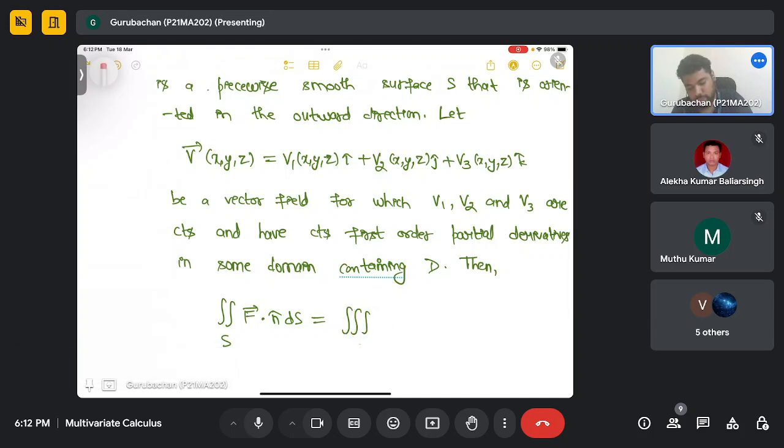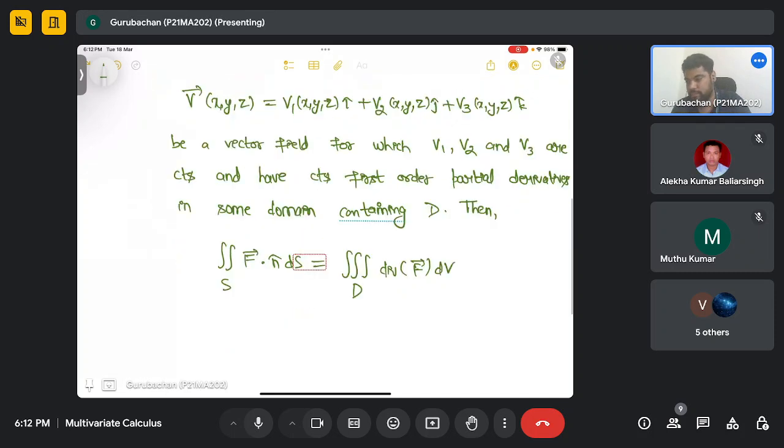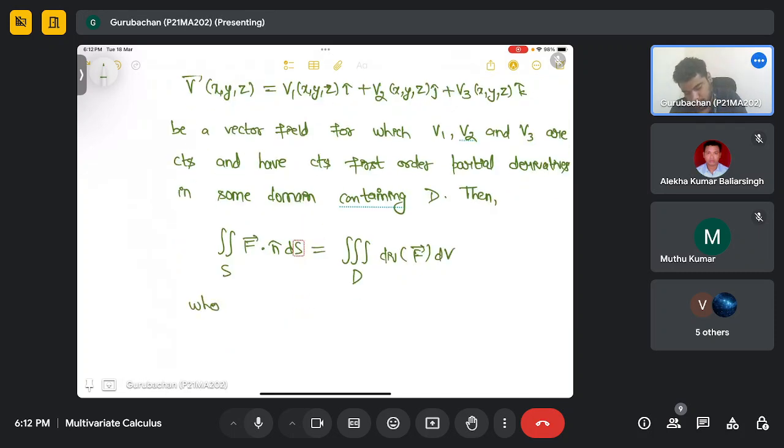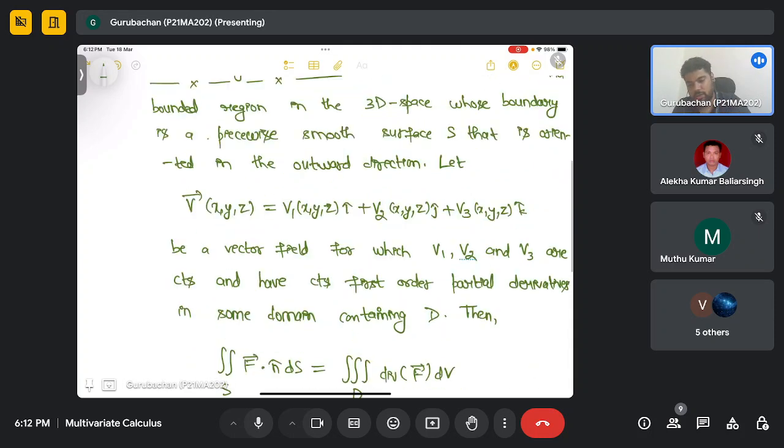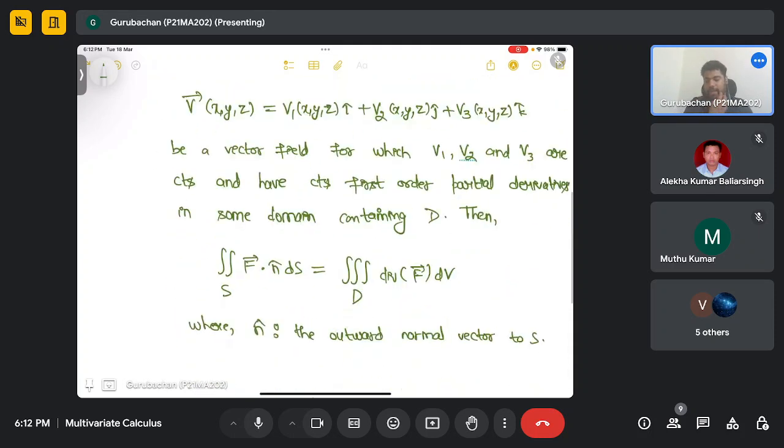the triple integral over D of the divergence of F dV. And here again n cap is nothing but the outward normal vector to S. So this is the statement of Gauss divergence theorem, and S is the surface integral.